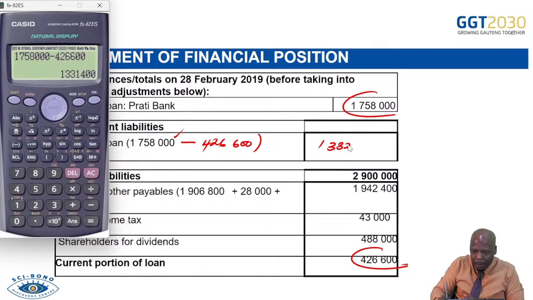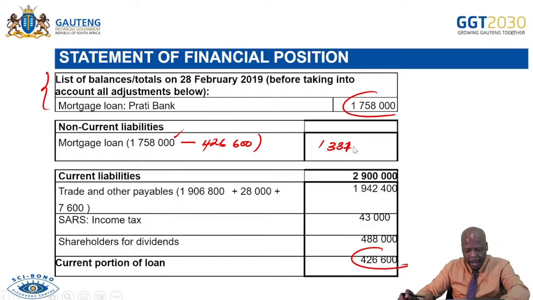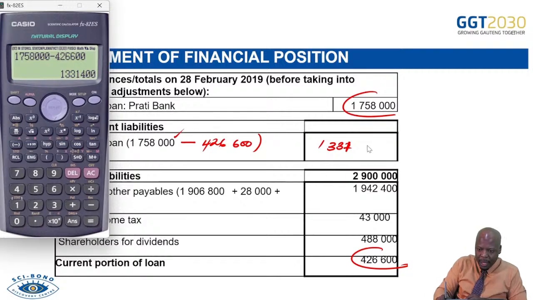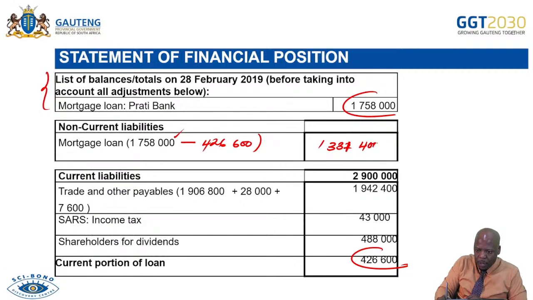Okay, so that is going to give us an amount of 1,331,400. Let's bring it back. There it is. Okay, so that becomes your loan eventually at the end. Once we have that part sorted, then we can now quickly move on to the next aspect.